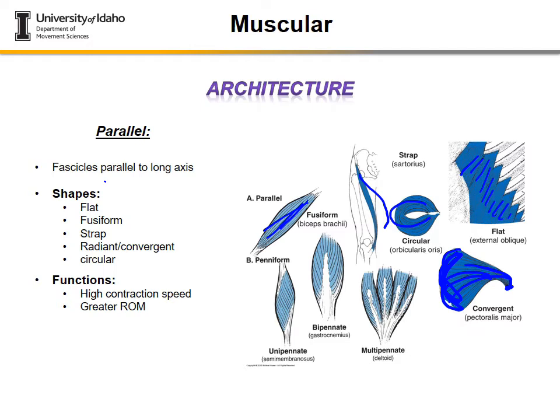So the functions of parallel fibers: they favor high contraction speed and a greater range of motion. So when you think about the parallel fibers, think about high contraction velocity or speed and greater range of motion.